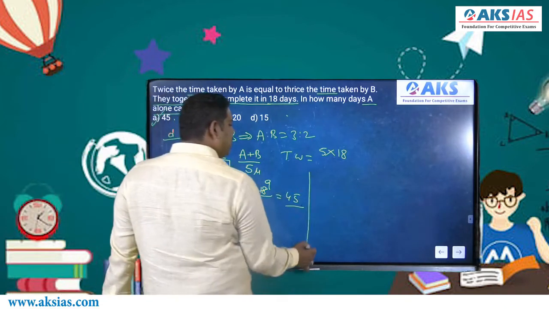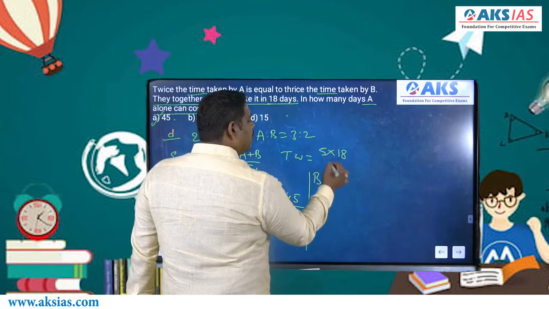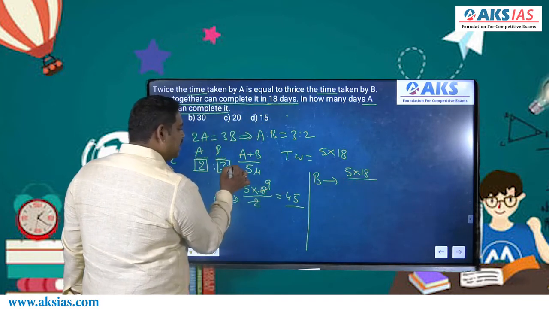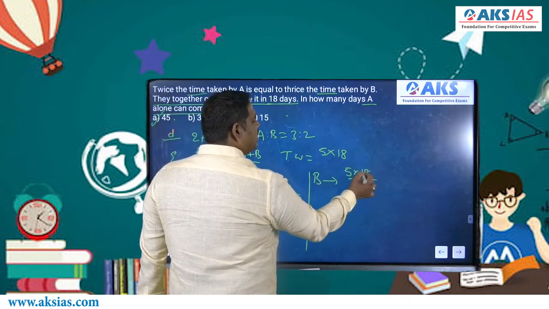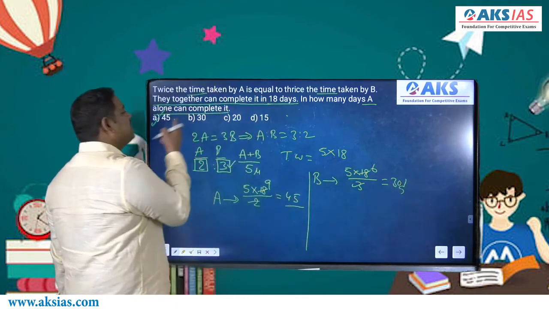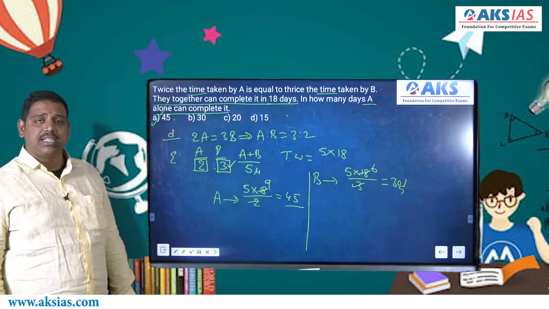Suppose he is asking for the time taken by B, then the work they have to complete is 5 into 18, divided by per day they will complete 3 units. 3 sixes are 18, so 6 fives are how many days? 30 days. If you observe, that option is also here. Be cautious and be careful.